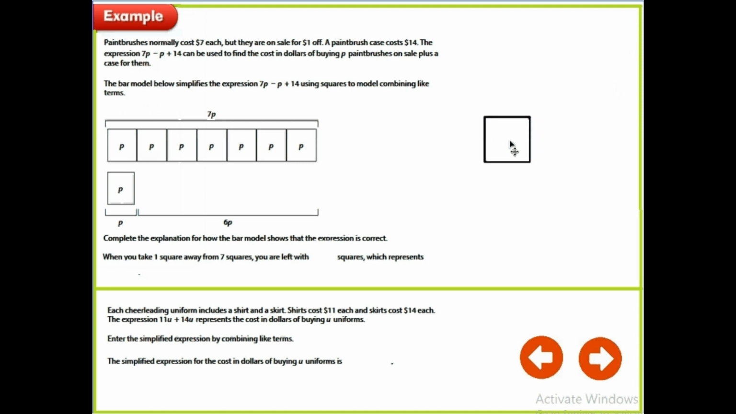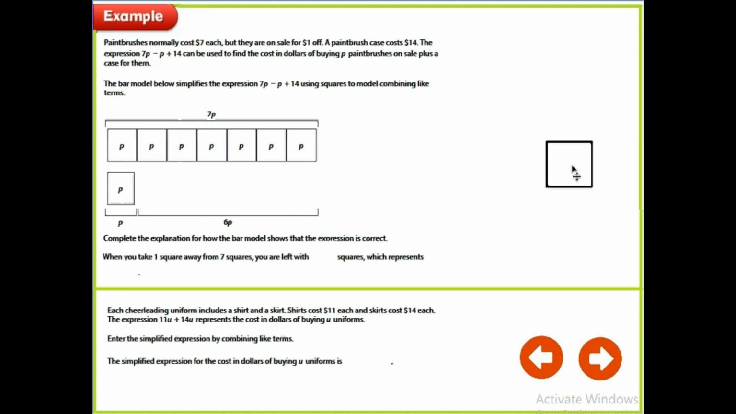The bar model below simplifies the expression 7p minus p plus 14 using squares to model combining like terms. Complete the explanation for how the bar model shows that the expression is correct. When you take one square away from 7 squares, you are left with 6 squares, which represents 6p.